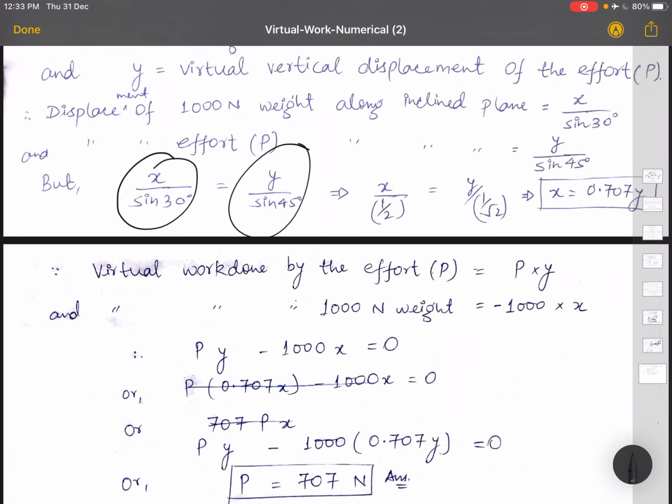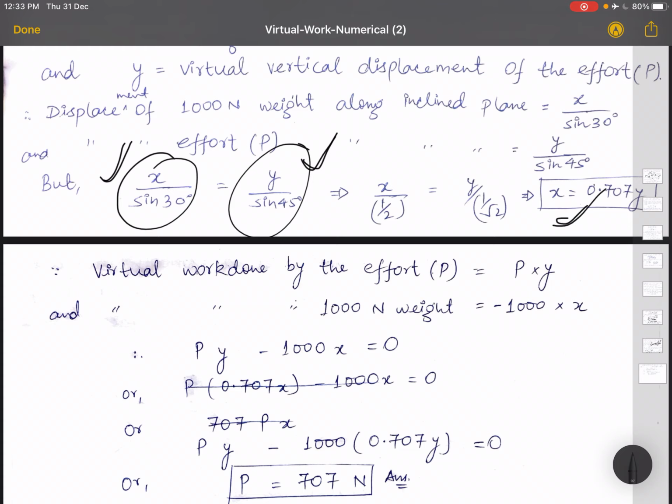So this will be your displacement along the inclined plane. If P is moving by, let's say, 1 meter or 1 centimeter, the weight will also move by the same amount, because we have to maintain compatibility. It cannot be that we break the rope and they move differently. Both loads will move by the same amount. That means the inclined distance along the 30 degree inclination will be equal to the inclined distance along the 45 degree inclination. From here you will get the relationship between x and y.